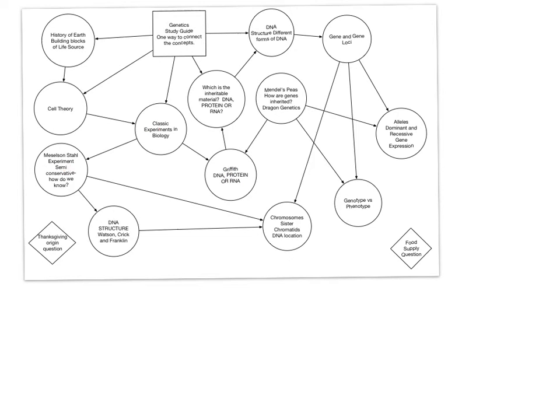So this was all from the classic experiments package. Which is inheritable material? As I said, DNA, protein, or RNA. We know it's DNA today, but how do we know it's DNA? That was the dead mice. Do you remember that?